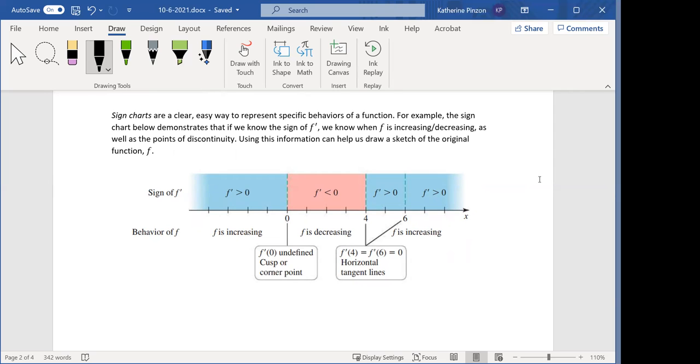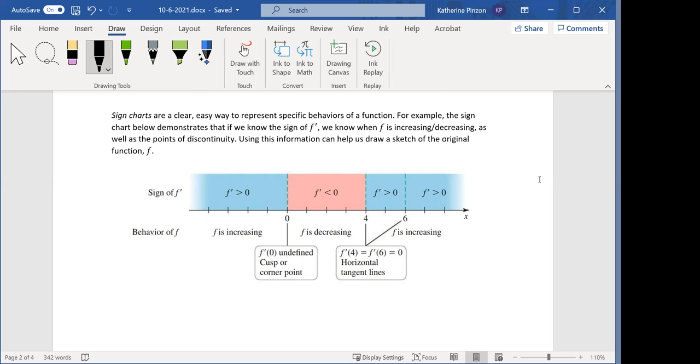Here's the sign chart, and here's what they told me. The sign of the derivative. So this sign chart is all about the derivative. It says from here until 0, the derivative is positive. Between 0 and 4, the derivative is negative. From 4 to 6, the derivative is positive, and bigger than 6, the derivative is positive.